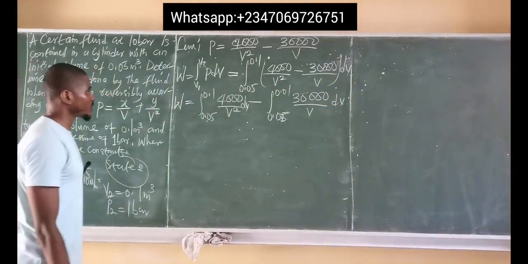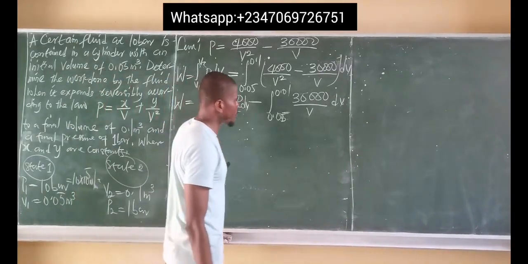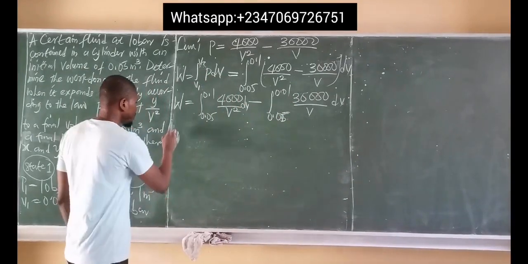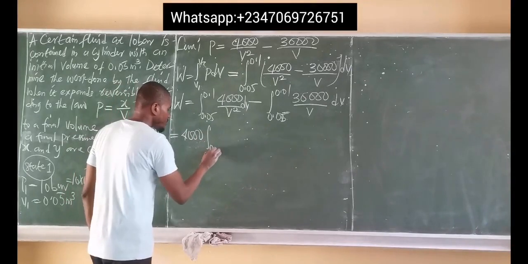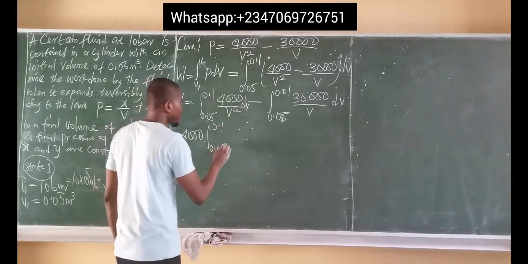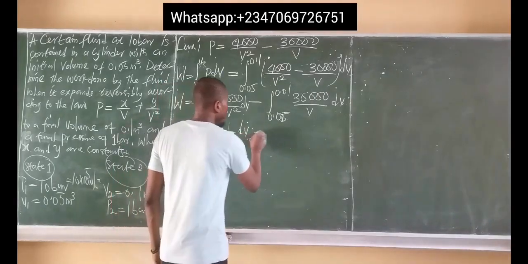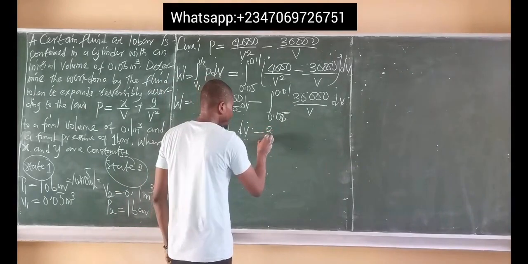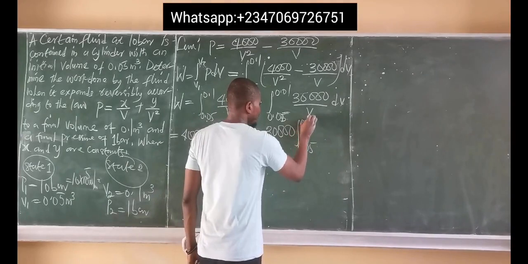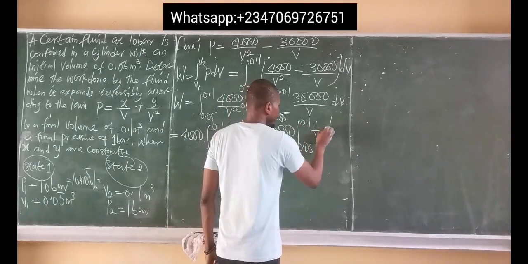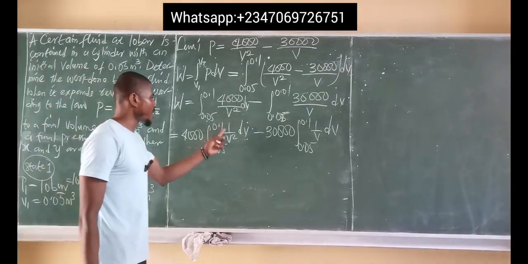And from the rule of integration, constants always come out of the integral sign. So we'll pull out 4,000 and we pull out 30,000 from the integral sign. So this is simply equal to 4,000 integral from 0.05 to 0.1 of 1 all over v squared times dv, minus, same thing here, pull out 30,000. So I have 30,000 integral from 0.05 to 0.1 of 1 all over v times dv.